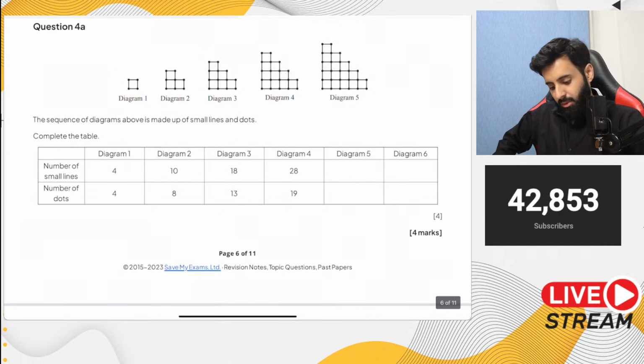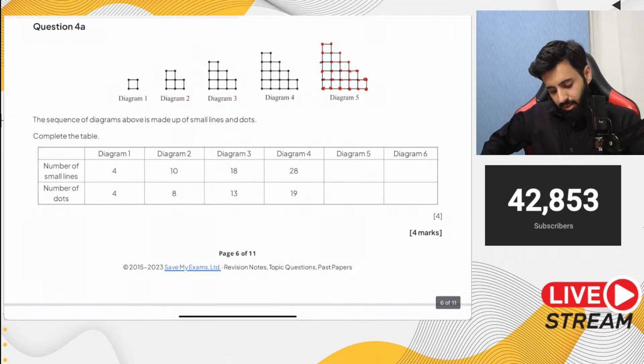Let's count, and then we'll see if we can identify a pattern. Let's start with the number of dots, I believe that would be easier to count. So 1, 2, 3, 4, 5, 6, 7, 8, 9, 10, 11, 12, 13, 14, 15, 16, 17, 18, 19, 20, 21, 22, 23, 24, 25, 26. So the number of dots is equal to 26.